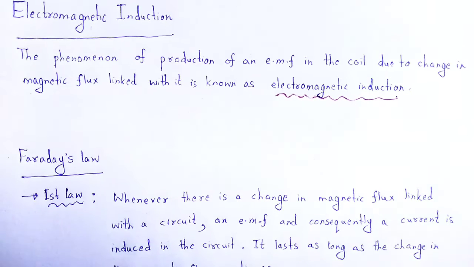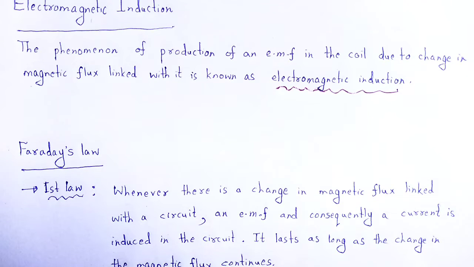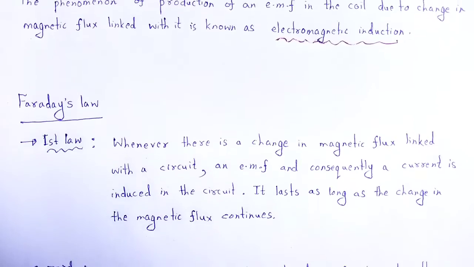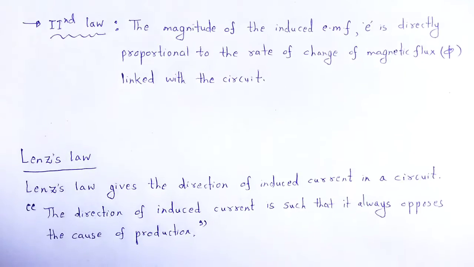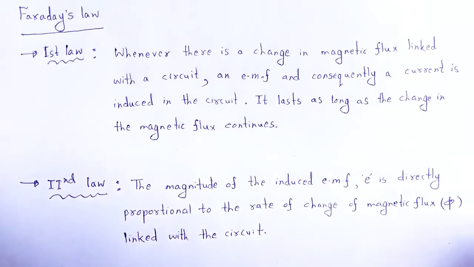The first law gives how exactly the EMF is induced, or the cause of the produced EMF, and the second law gives the magnitude of that induced EMF, and the direction of that induced EMF is given by Lenz's law. So, we discuss these laws one by one.